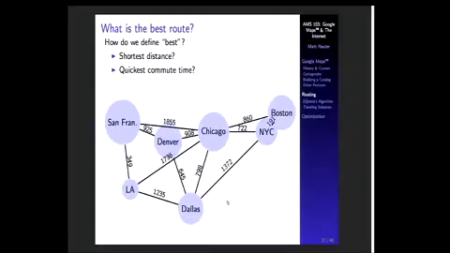Okay. So would that necessarily lead to a directed graph if we were using airfare? Would it lead to a directed or undirected graph?